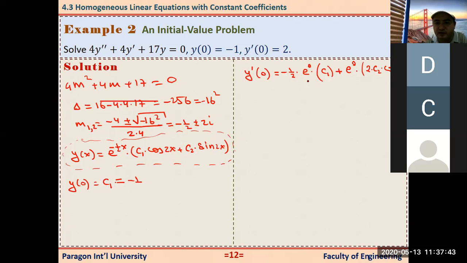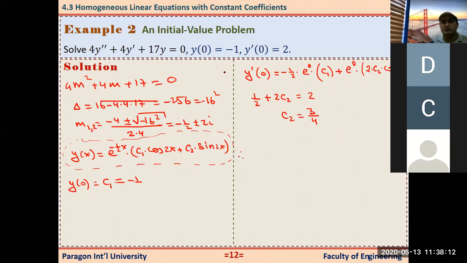Now if I simplify this, that's equal to 1, and c1 equals negative 1, and multiplying by 1 over 2, plus 2 c sub 2 is equal to 2. Now from here, 2 c sub 2 equals 3 over 2, so c sub 2 is equal to 3 over 4, right?